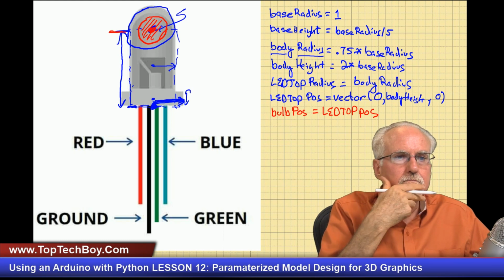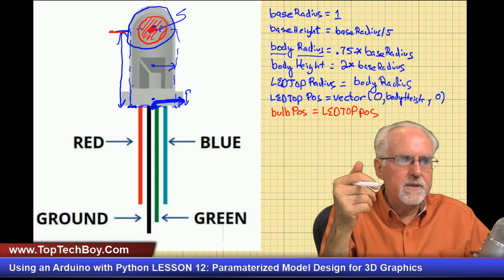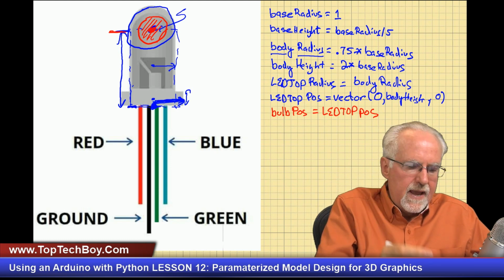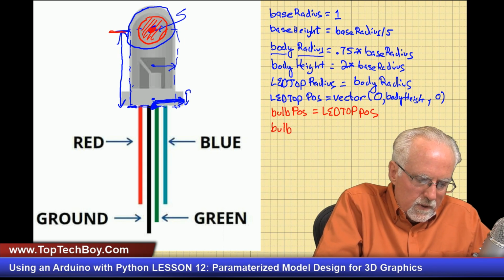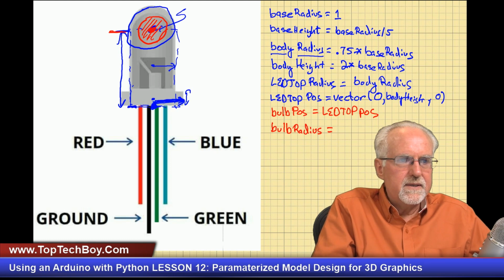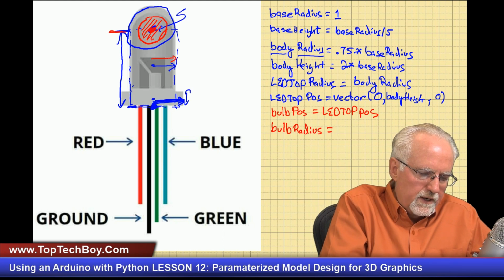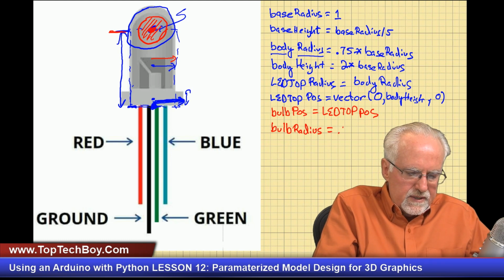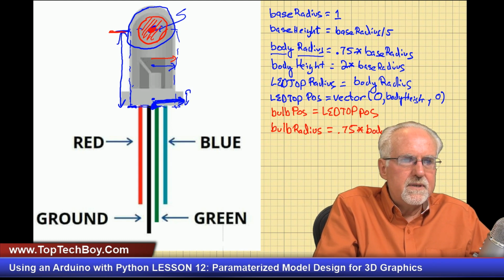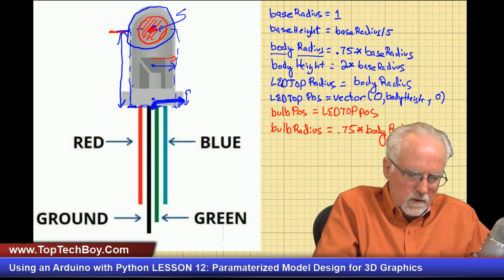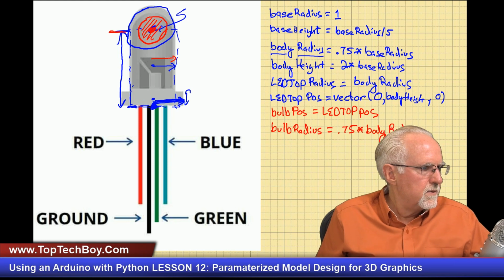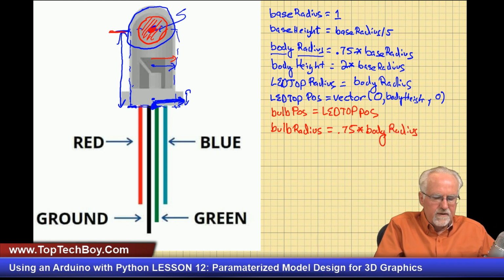So I have the bulb position, and now I'm going to need the bulb radius. If we think about the bulb radius, that would be kind of like the body radius, but you would want it to be smaller. So let's just say 0.75 times the body radius. And so you don't yell at me, I will get a little bit further out of your way. 0.75 times the body radius. Does that make sense?